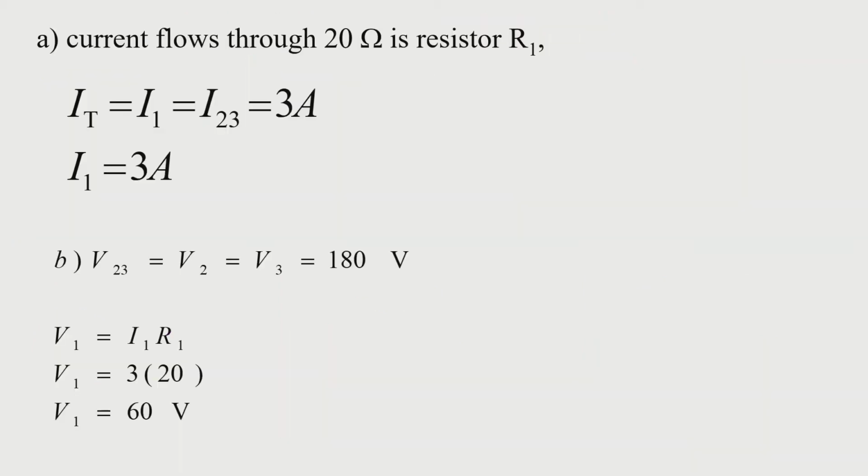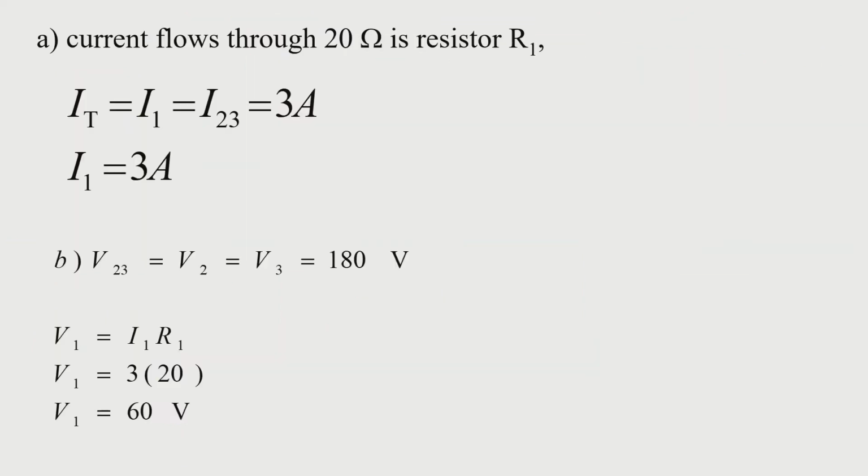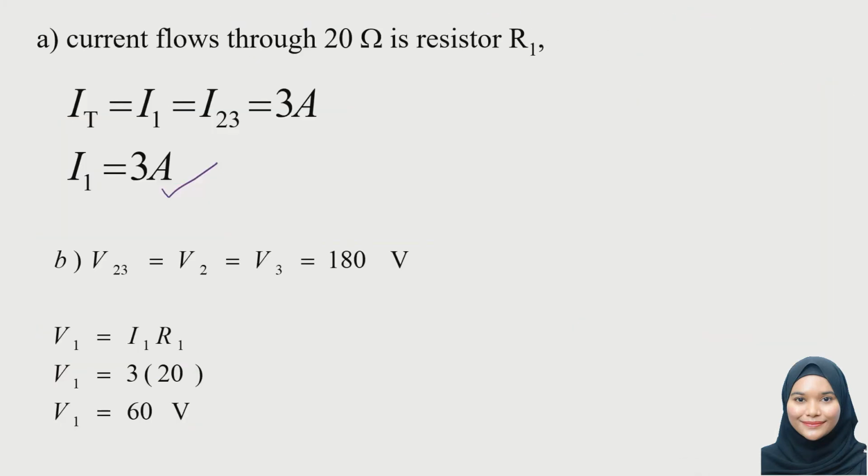Okay, so therefore, the current that flows through the 20 ohm resistor is 3 ampere. As we know, this is a series circuit, and resistor 1 is 20 ohm, so they will be the same, 3 ampere. As for the voltage across resistors 2 and 3, they are in parallel. So when they are in parallel, they will have the same voltage.